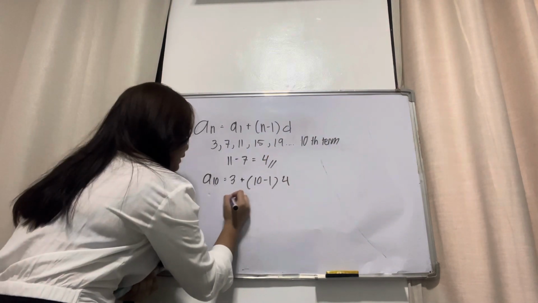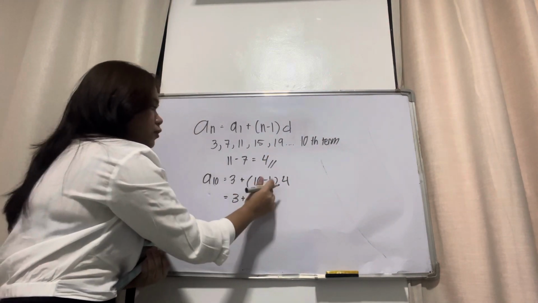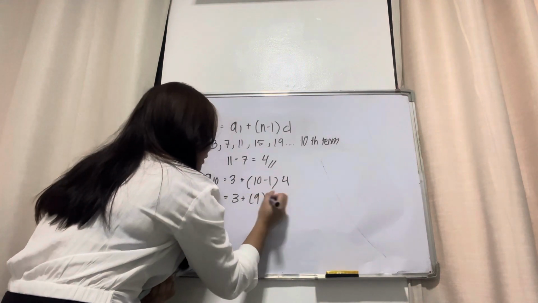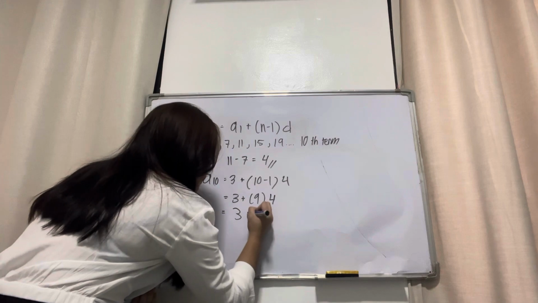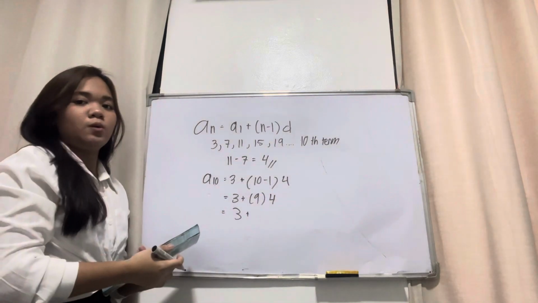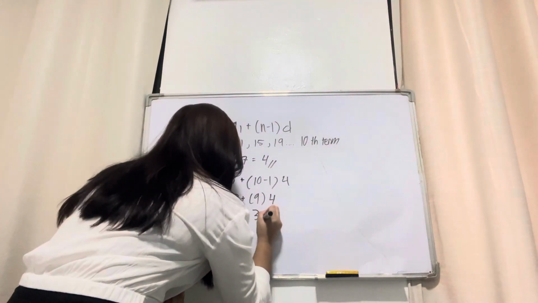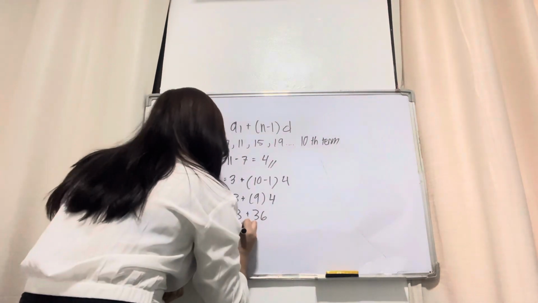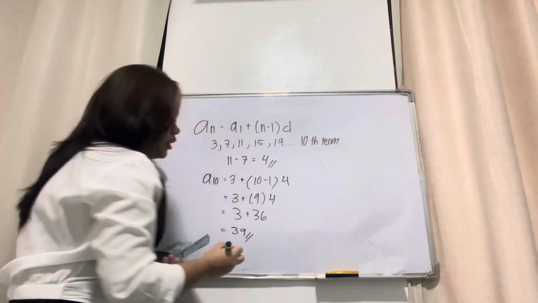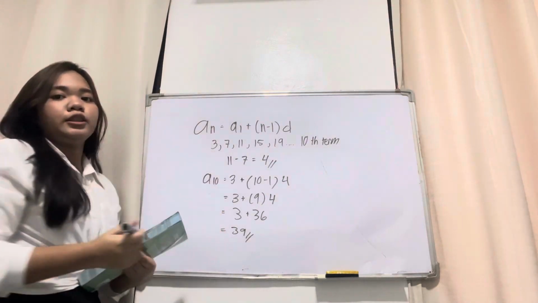So first, 3 plus 10 minus 1 is equal to 9, and copy the common difference 4. Equals 3 plus 9 times 4 is equal to 36. So 3 plus 36 is equal to 39. So the 10th term of this sequence is 39.